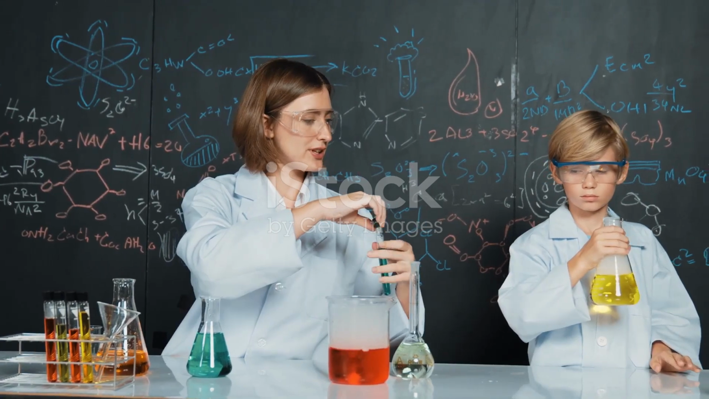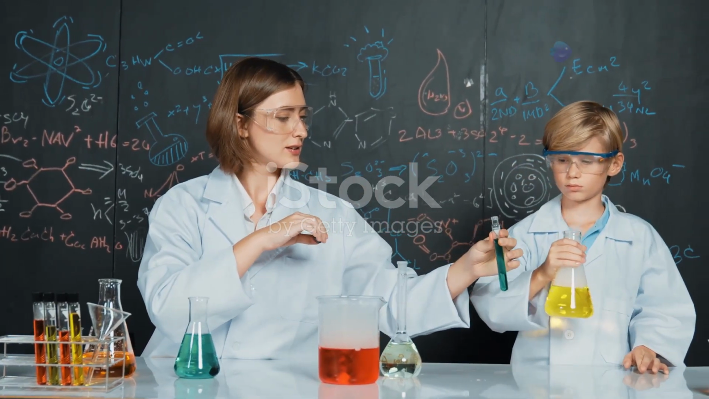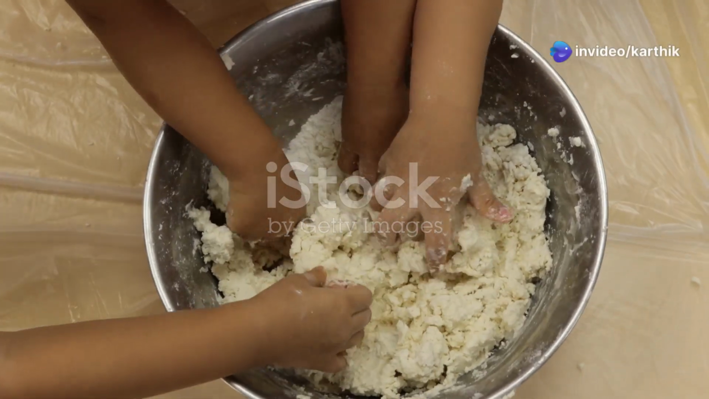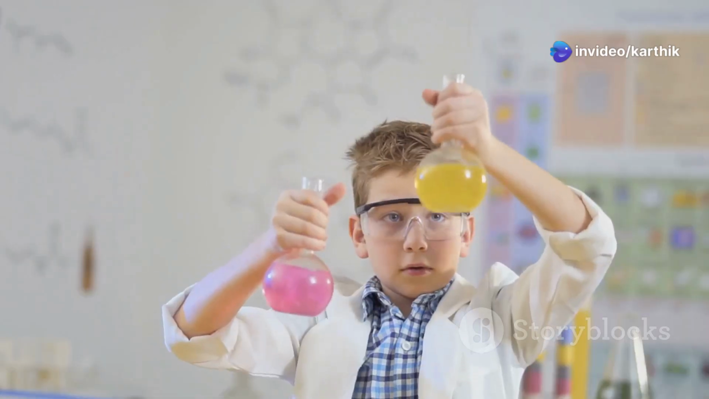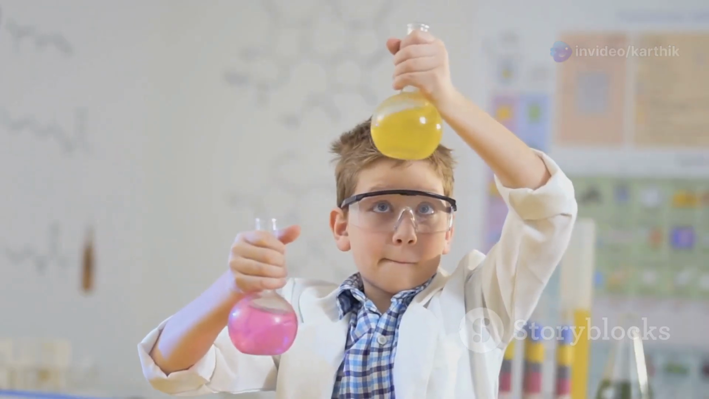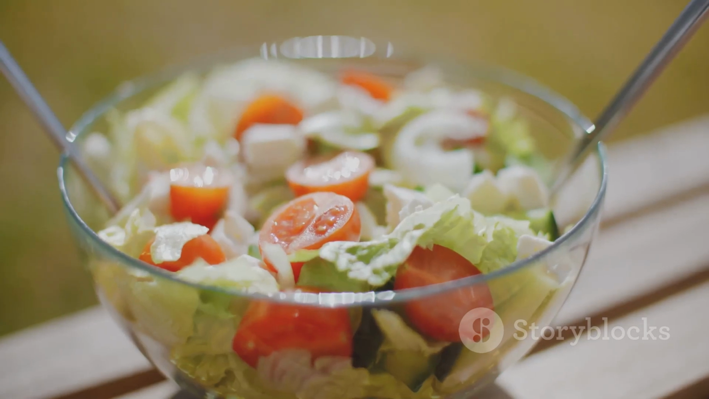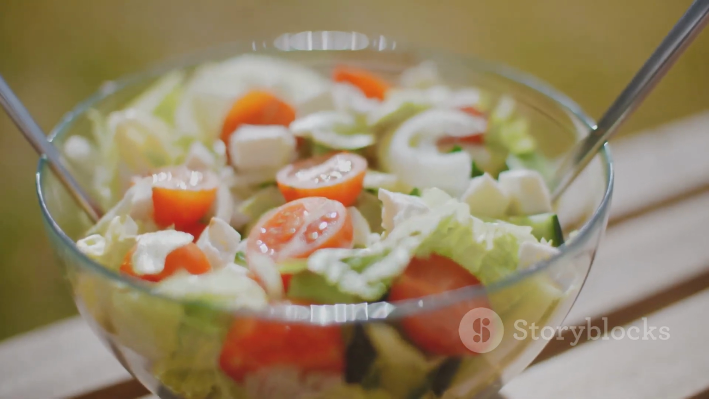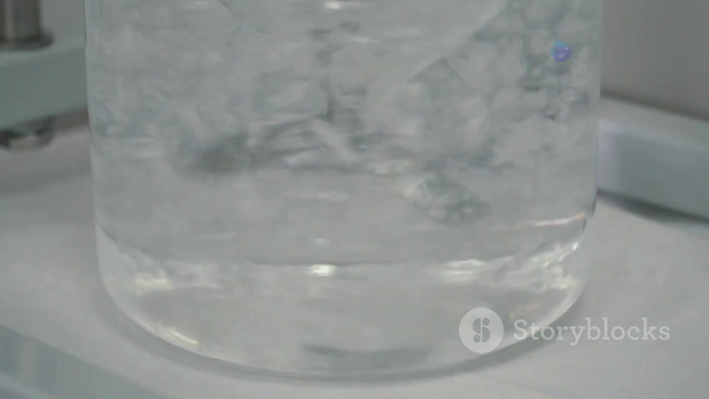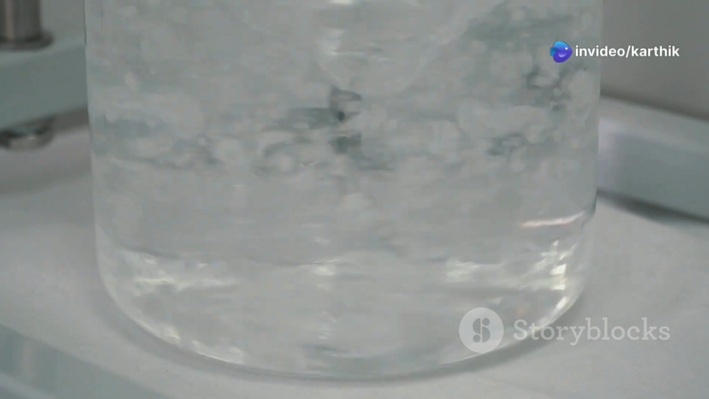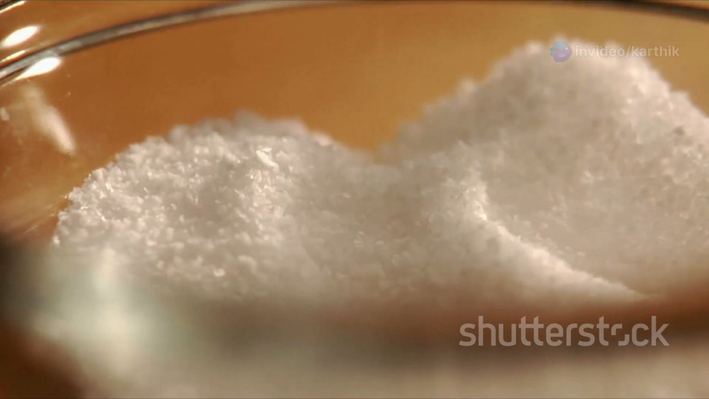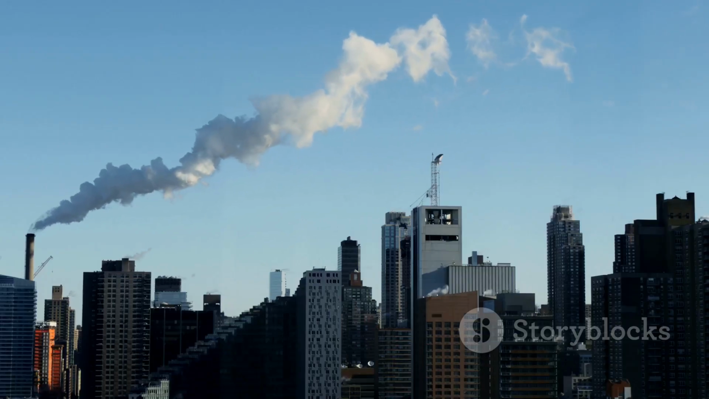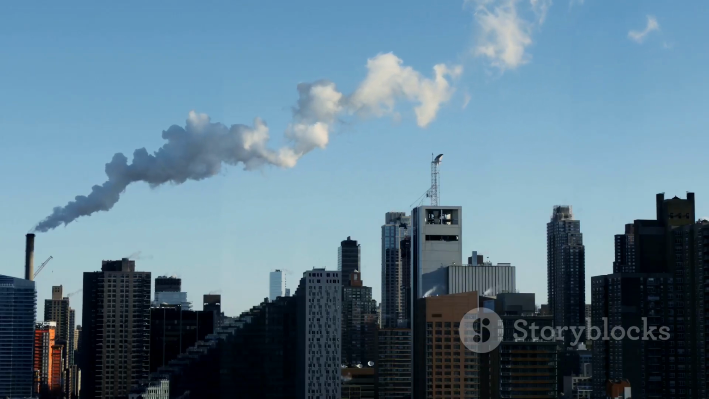Section 4. Mixing things up. Homogeneous and heterogeneous mixtures. Mixtures, remember, are formed when two or more substances combine physically. But did you know that there are different types of mixtures? We can classify them into two main categories: homogeneous and heterogeneous mixtures. Homogeneous mixtures are uniform throughout, meaning the composition is the same in every part of the mixture. Think of salt water. You can't see the individual salt particles in the water. Air is another example of a homogeneous mixture.